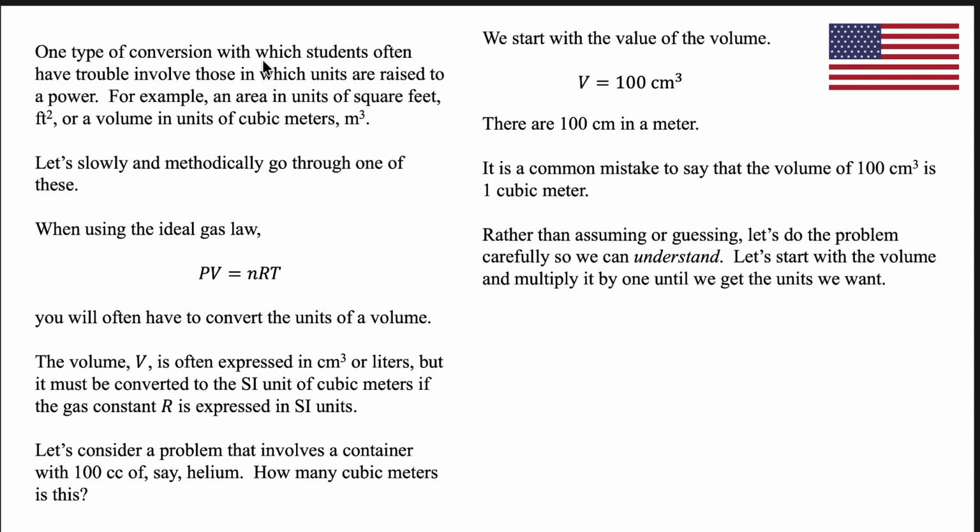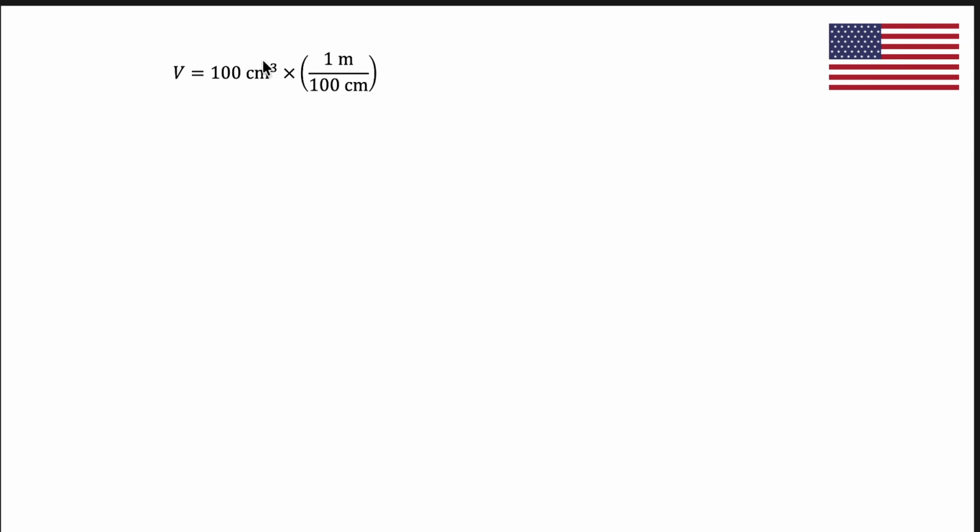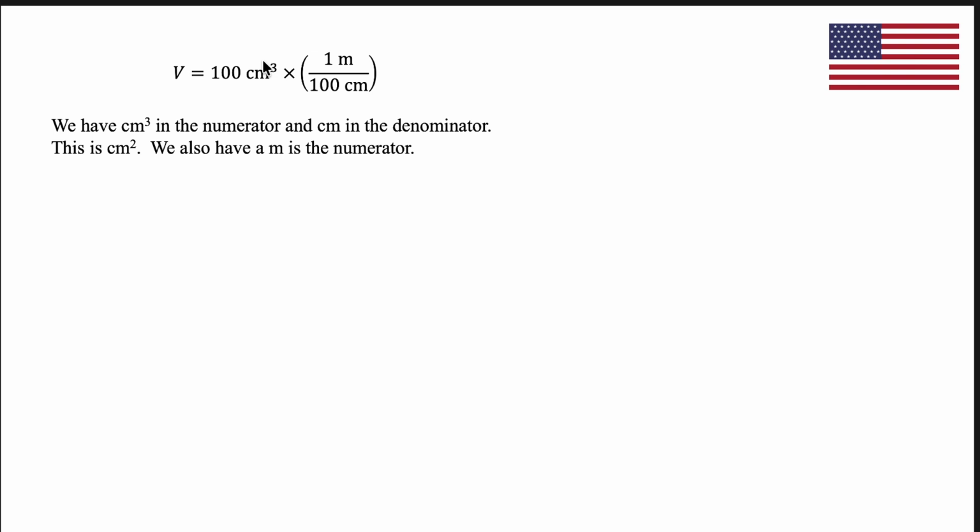We're going to multiply by 1 until we get the units we want. So there's the volume. We're going to multiply this volume by 1. We want to get rid of the centimeter unit in favor of the meters. So that's a good start. And we can multiply this. We have centimeters cubed in the numerator, and there's 1 centimeter unit in the denominator, which means there's centimeters squared in the numerator. One of the 3 centimeter units cancel, and we have a meter in the numerator. So this is still 100 cubic centimeters. We didn't change the volume.